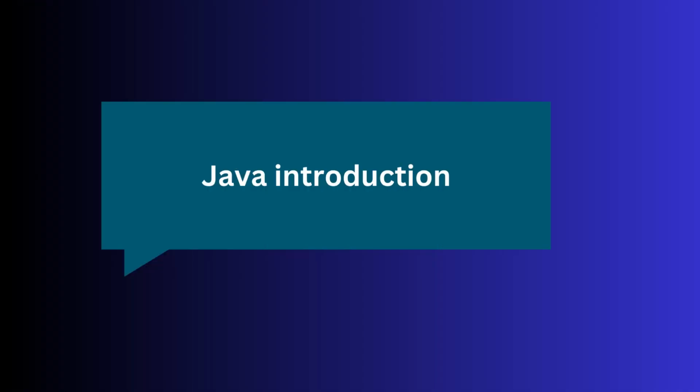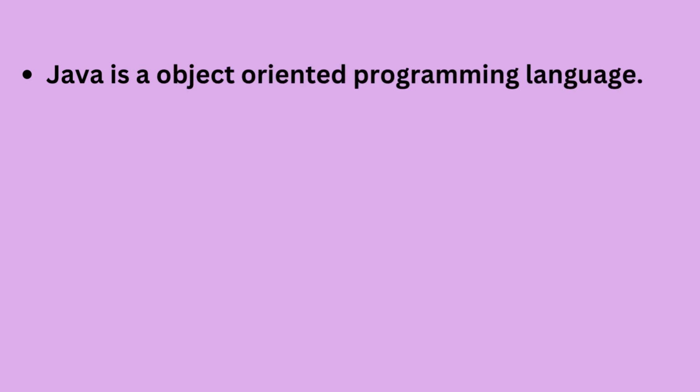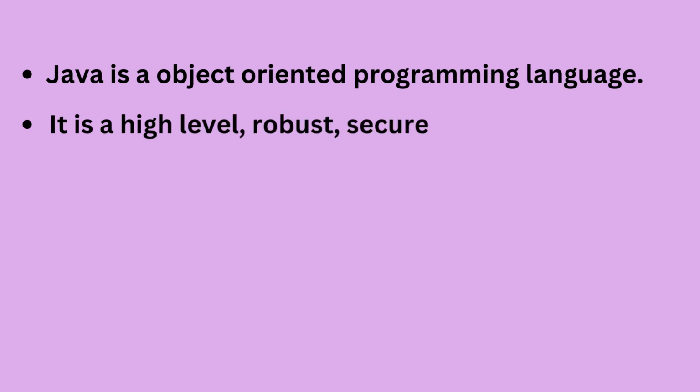Hello friends, in today's video we will see Java introduction. So let's start. Java is an object-oriented programming language. It is a high-level, robust and secure language. Java language provides many features. Those features we will discuss in upcoming video.